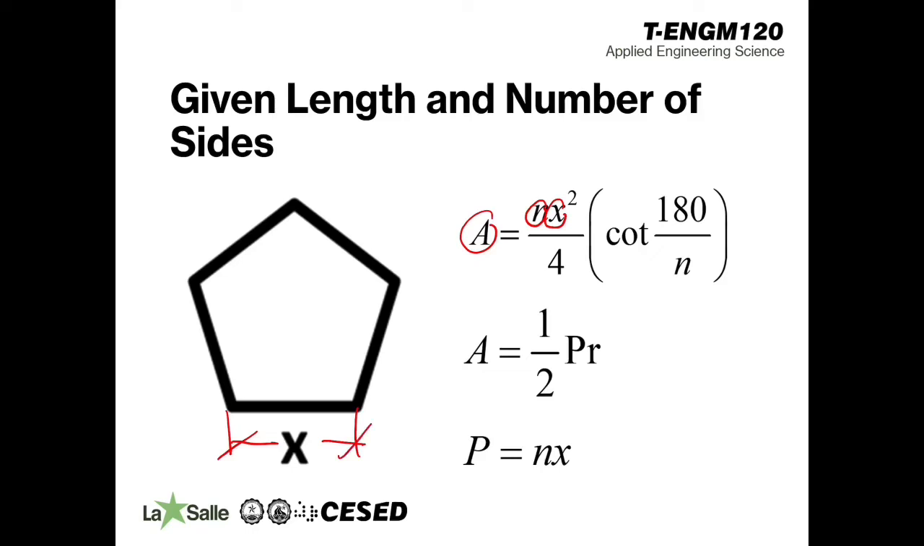And also, we could use this second formula where the area is 1/2 PR. And the last one is P multiplied by NX.